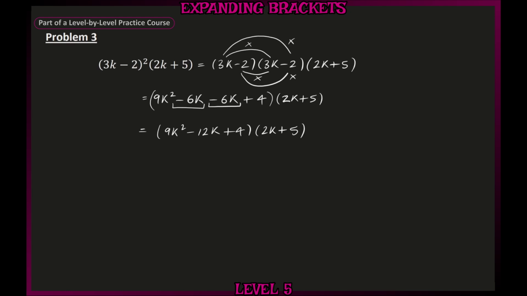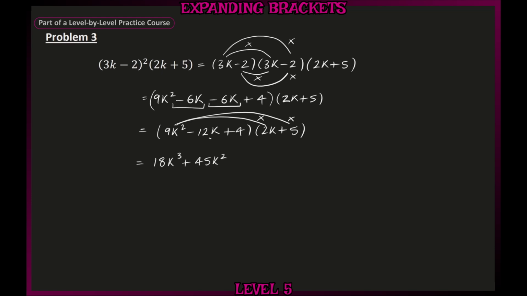5. To now expand, we can start with a 9k squared, and we have 9k squared multiplied by 2k. Well, 9 times 2 is 18, and k squared multiplied by k gives us k cubed. Next, we can multiply 9k squared by 5, and this gives us plus 45k squared.